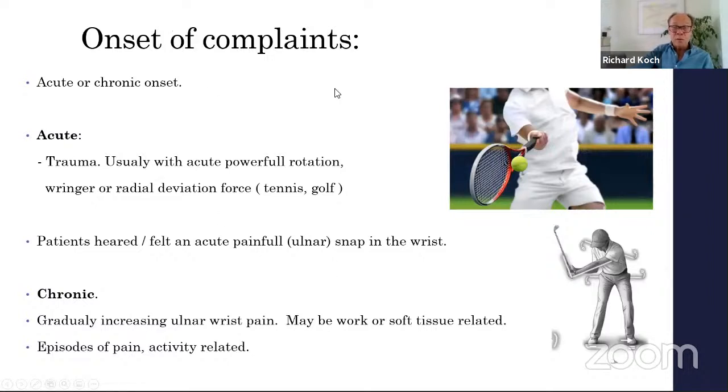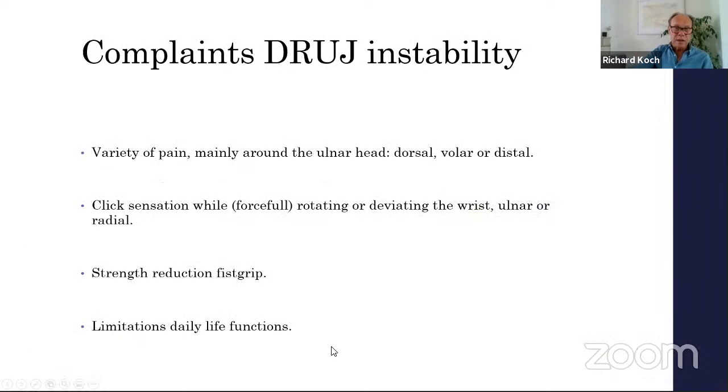Okay, the onset of the complaints, as we all know, is acute or chronic. Usually it's an acute, powerful rotation or wringer trauma, or with tennis or golf, a radial deviation force. Patients tell you often that they heard or felt an acute snap in their wrist with pain on the ulnar side. It also can be chronic with a gradually developing ulnar wrist pain, which may be work-related. That may go in episodes of pain, but they usually are related to diminution of their activities in daily life.